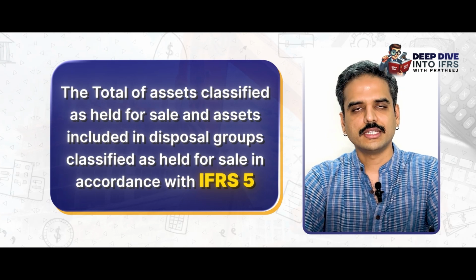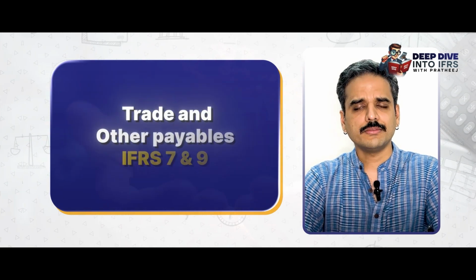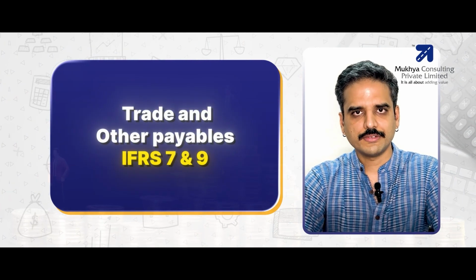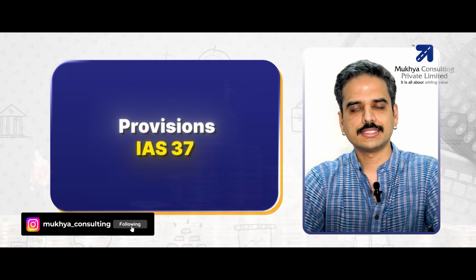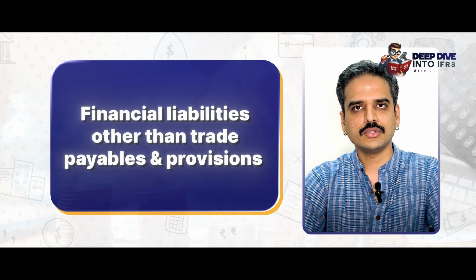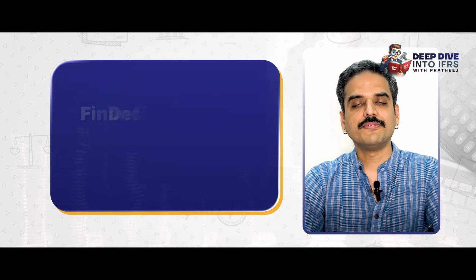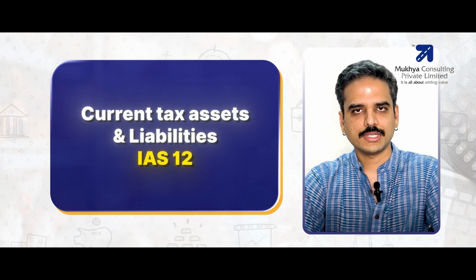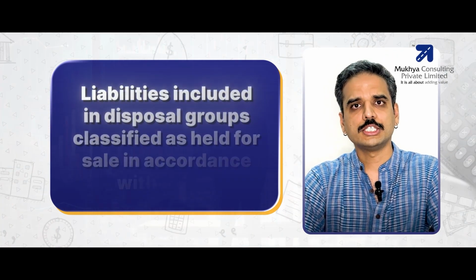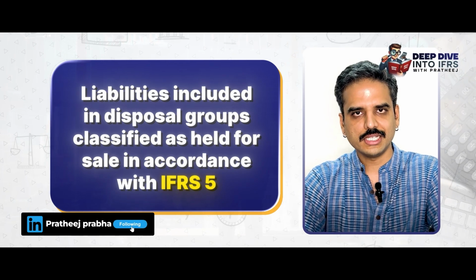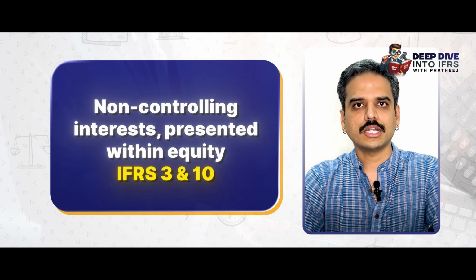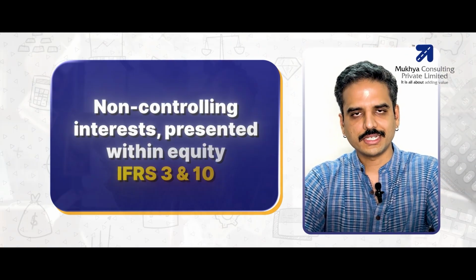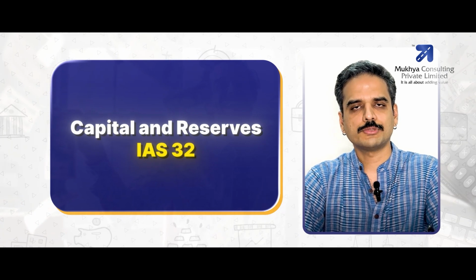classified as held for sale in accordance with IFRS 5, trade and other payables as per IFRS 7 and IFRS 9, provisions as per IAS 37, financial liabilities excluding provisions and trade and other payables, deferred tax assets and liabilities as per IAS 12, current tax assets and liabilities as per IAS 12, liabilities included in disposal groups classified as held for sale in accordance with IFRS 5, non-controlling interest as per IFRS 3 and IFRS 10, and finally capital and reserves as per IAS 32.